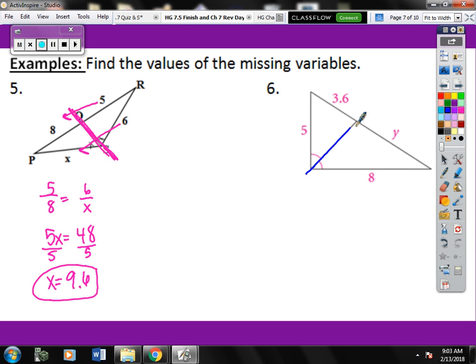The next one, we have the angle bisector. Who can tell me the proportion we would write before cross multiplying? Someone I haven't heard from yet today? Chet, what do you think? 5 over 8, 3.6 over y. That works. So he did 5 over 8, 3.6 over y. Cross multiply and solve.